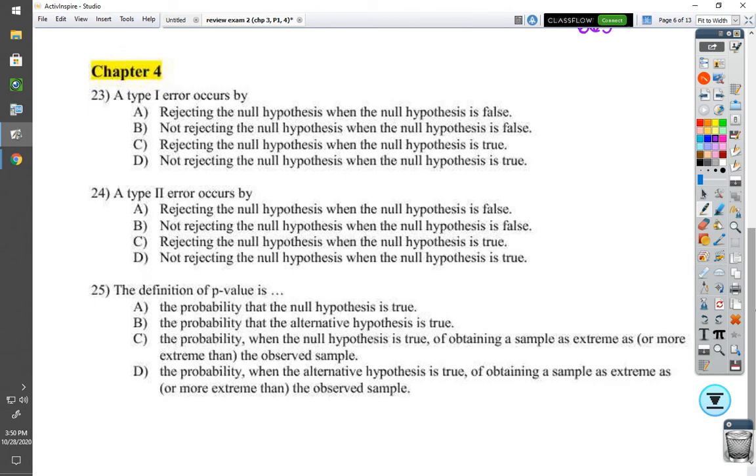Chapter 4. A type 1 error occurs by rejecting the null hypothesis when the null is actually true. A type 2 error is the not rejection of the null when it's actually false. The definition of a p-value is the probability, when the null hypothesis is true, that's always important, of obtaining a sample as extreme or more extreme than the observed sample. Letter C.